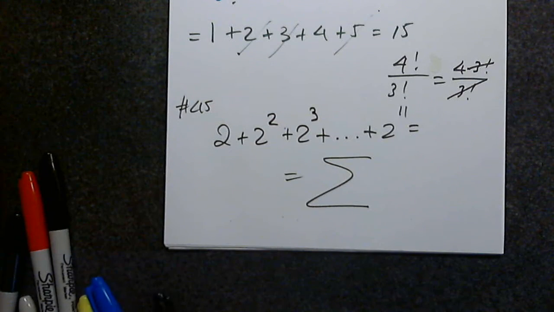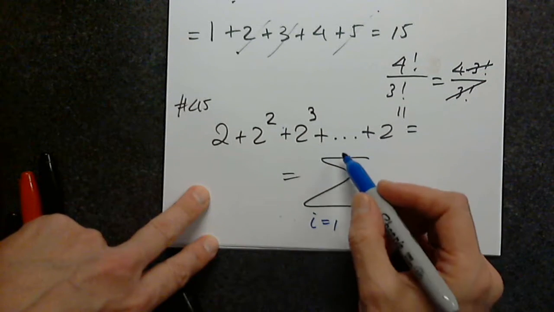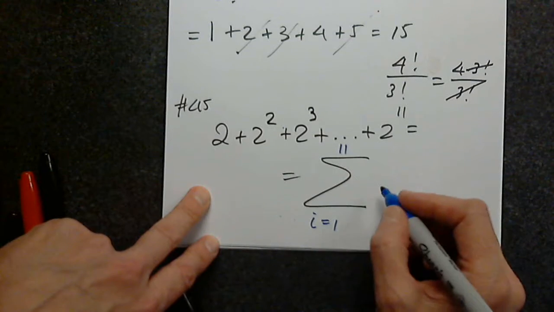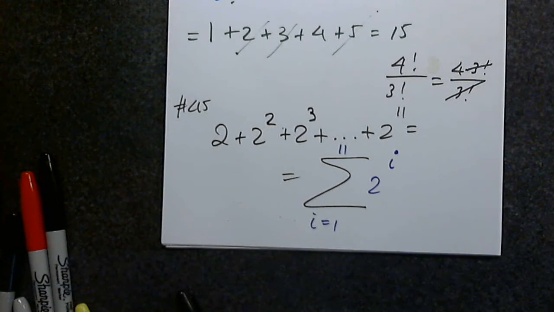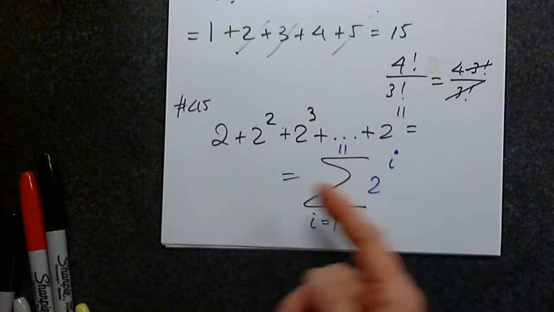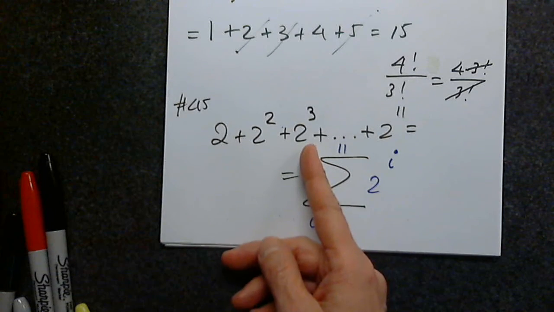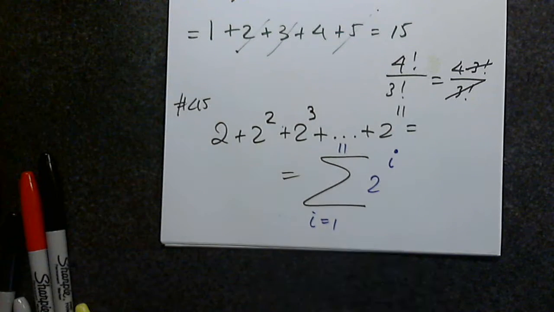Wouldn't it be i equals 1 at the bottom and then 11 on the top? Very good. The lower limit is 1, the upper limit is 11. And then 2 to the i for the 2 raised to i. That's it. When i is 1, I get the first term. Plus, when i is 2, I get the second term. Plus, when i is 3, the third term. And I continue till I get to the last one, plus 2 to the 11th.